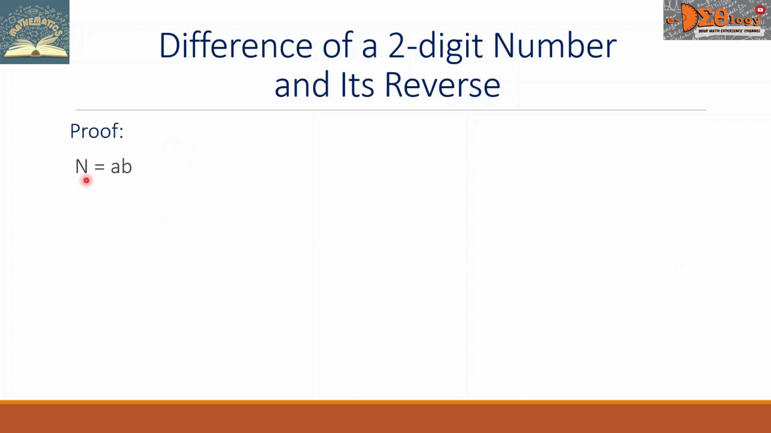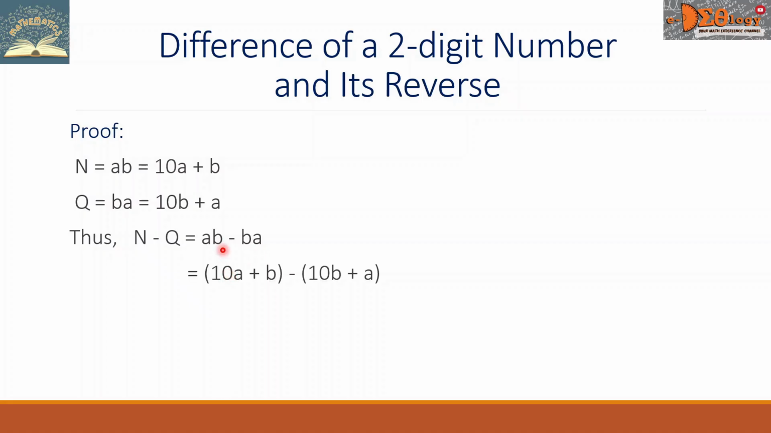Here is the proof. The capital N, that is the number that is equal to AB, we can write as a general form, 10A plus B. When we reverse this, N becomes Q, and AB becomes BA. In general form, this is equal to 10B plus A. Now let us show that N minus Q, and this is AB minus BA. Let us show the general forms of AB and BA respectively. So we have the group 10A plus B minus the group 10B plus A.